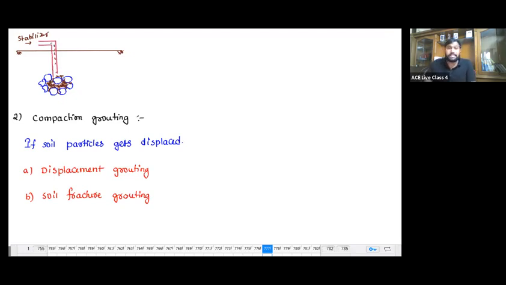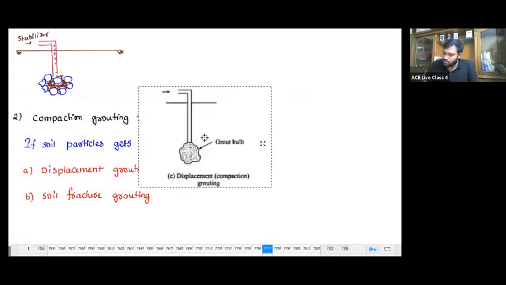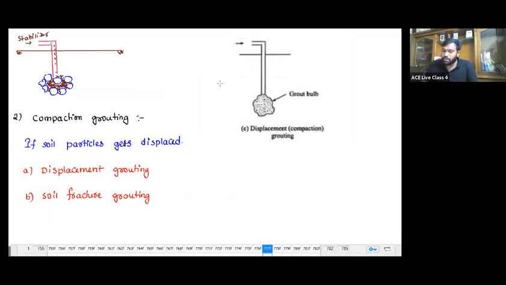So in the case of displacement grouting, I can show you here. This is nothing but the displacement grouting over here. You observe, this is nothing but the grout bulb. In the case of compaction grouting, first displacement grouting. Sir, when does it happen?